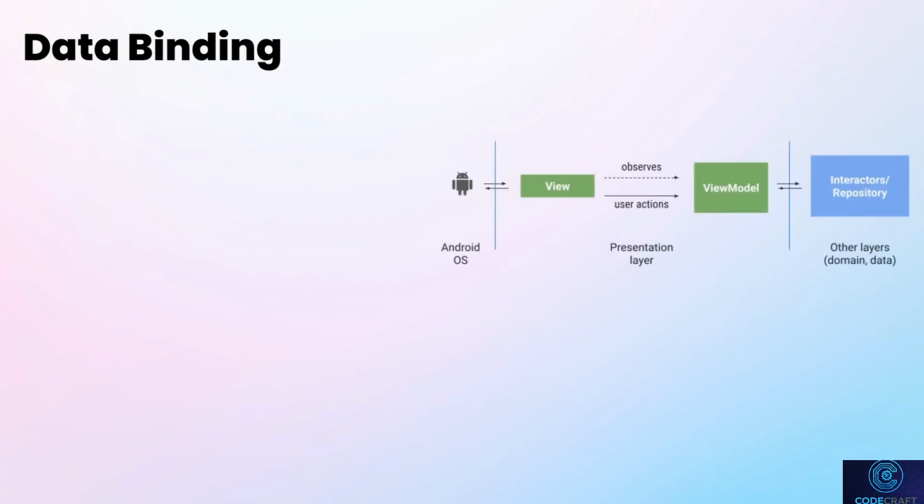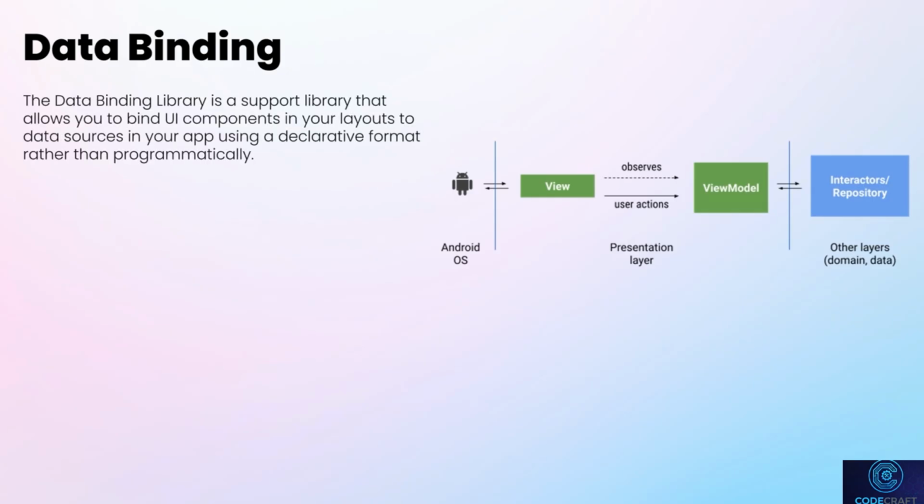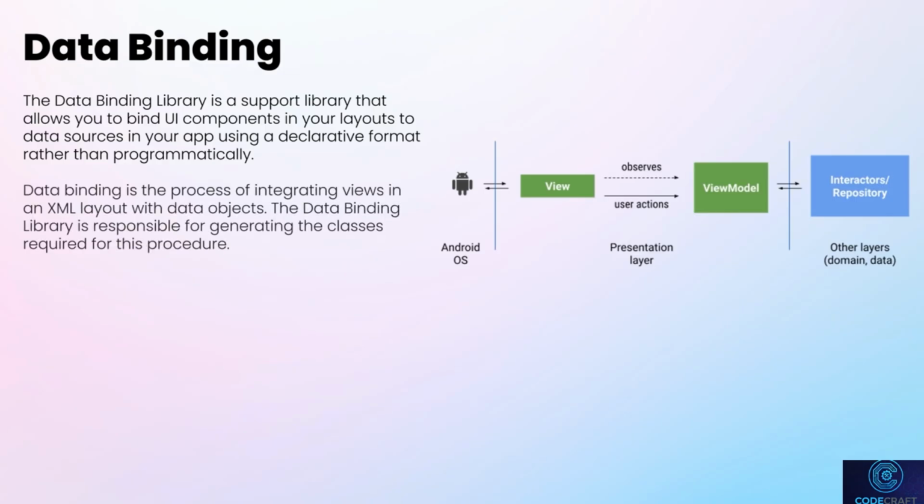Android Jetpack is a set of libraries designed to help developers follow best practices and create code quickly and simply. The data binding library is one of these libraries. So the data binding library is a support library that allows you to bind UI components in your layout to data sources in your app using a declarative format rather than programmatically.